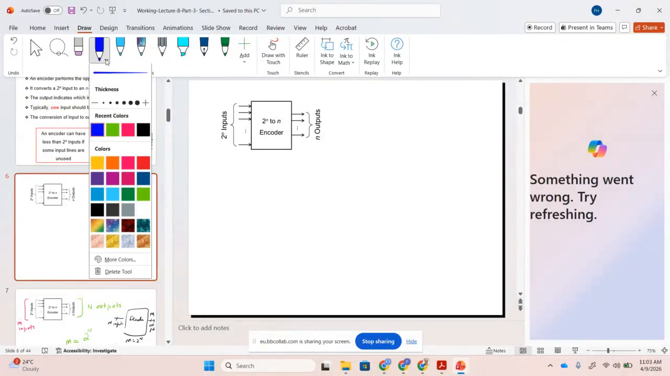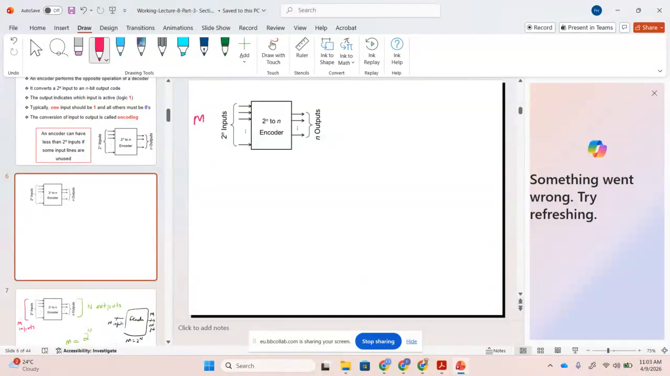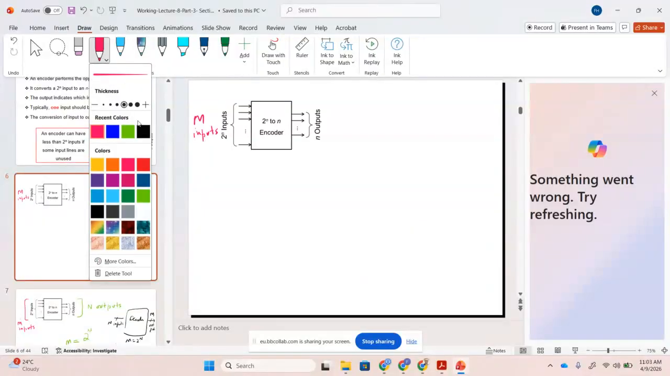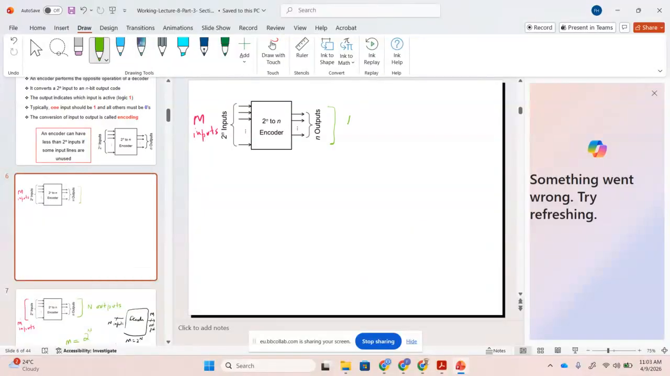How many inputs are to the encoder? Can you see here, there are m inputs to the encoder, and there are n outputs. Clear? This is the opposite of a decoder. Now what is m here? Can anyone tell me, looking at the figure? So m is equal to 2 to the power n. Got it or not got it?